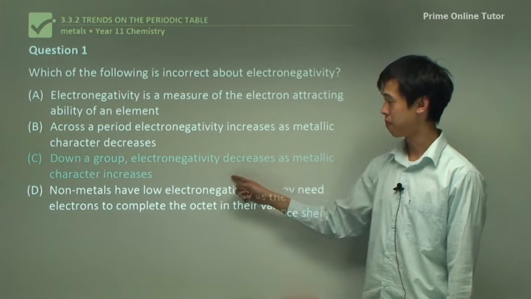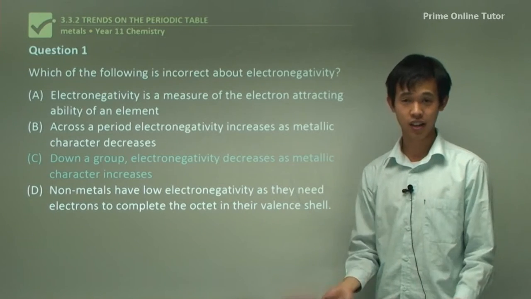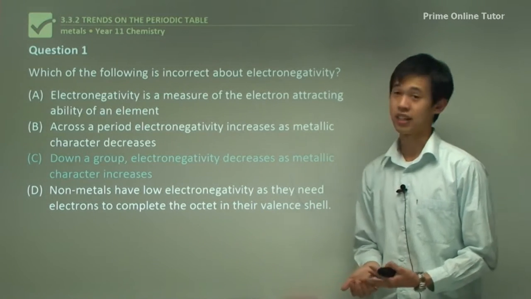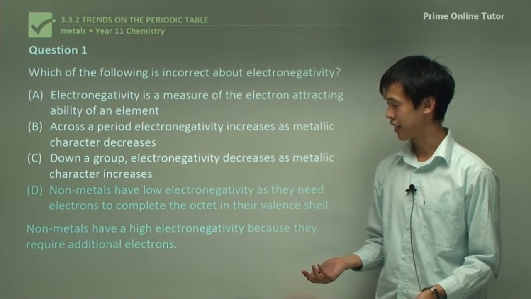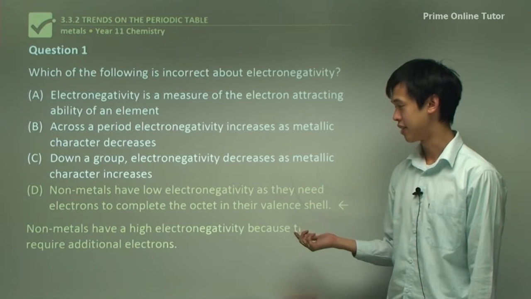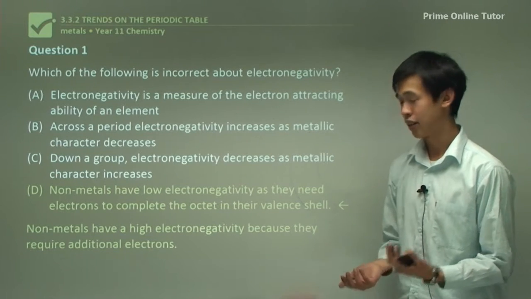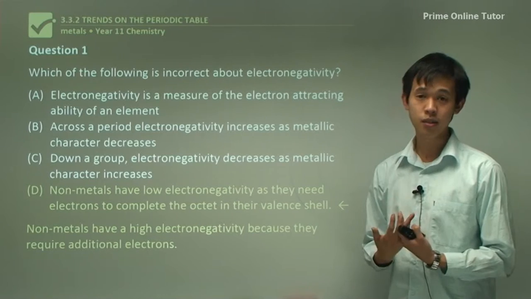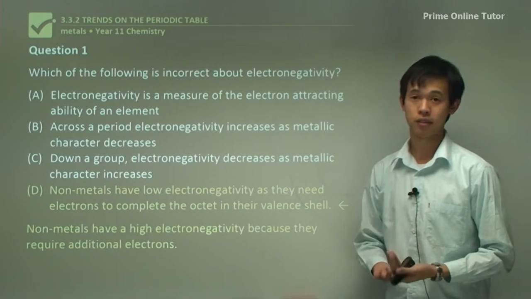C, down a group, electronegativity decreases as the metallic character increases. Yes, again, as you go down the group, you get more metallic character, and so it's less electronegative. So D is the correct answer: nonmetals have low electronegativity as they need electrons to complete their octet in the valence shell. Because they need that extra electron, they want to attract them as much as possible. So nonmetals will have higher electronegativities than metals.